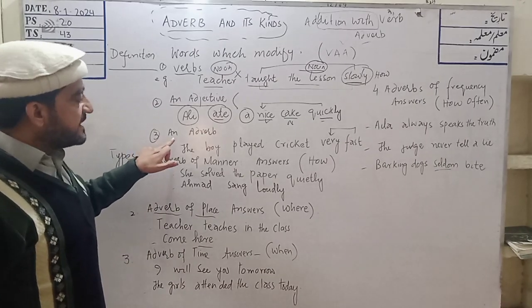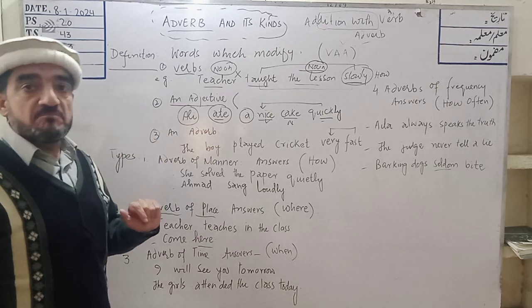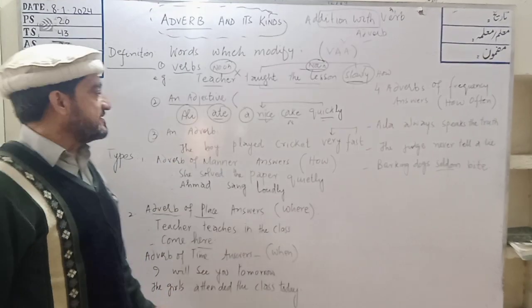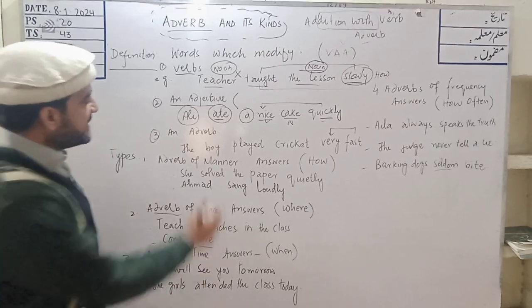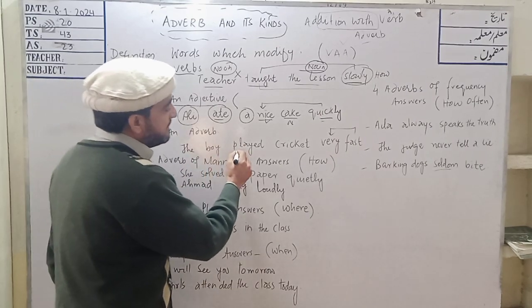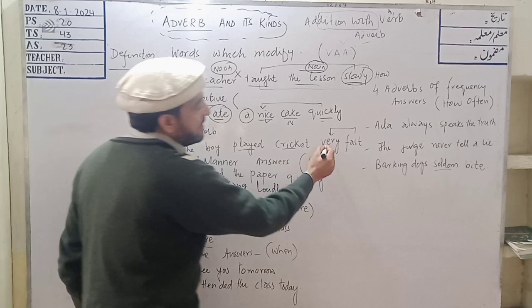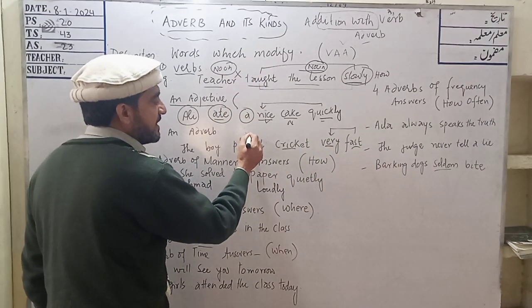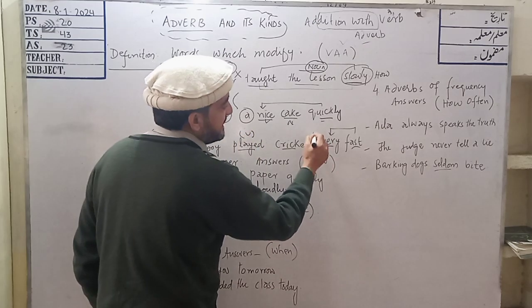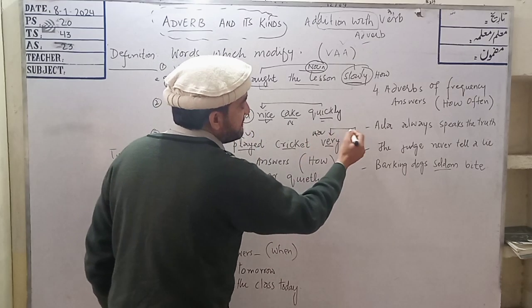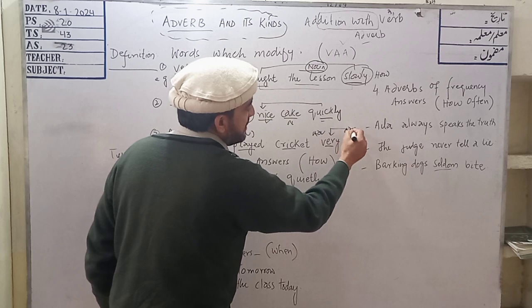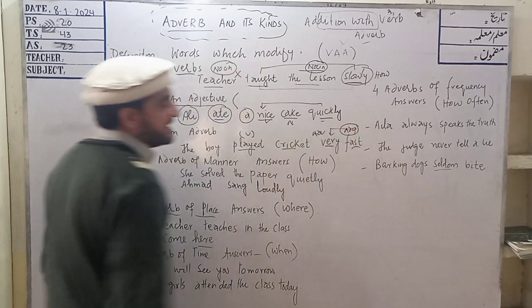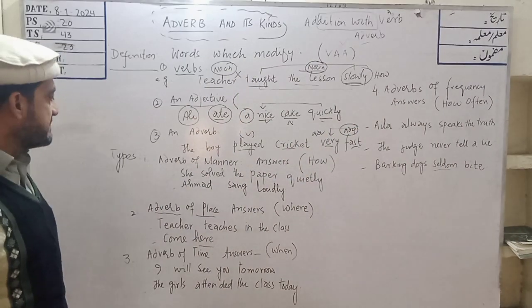Third, adverb can also modify another adverb. For example, the boy played cricket very fast. Now, played is verb, but very is also adverb, and fast is also adverb. So it means that one adverb is qualifying another adverb.